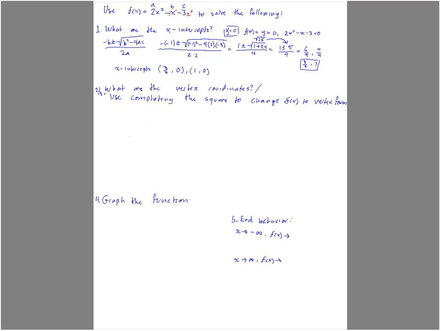Okay, so for the next problem, it asks what are the vertex coordinates? And it also asks later on to use completing the square to change the original function to vertex form. And since it's asking for the vertex coordinates here, I figure it would be a good idea to also combine that with converting it to vertex form. So in order to get the vertex of the function, you know that x is equal to negative b over 2a, right?